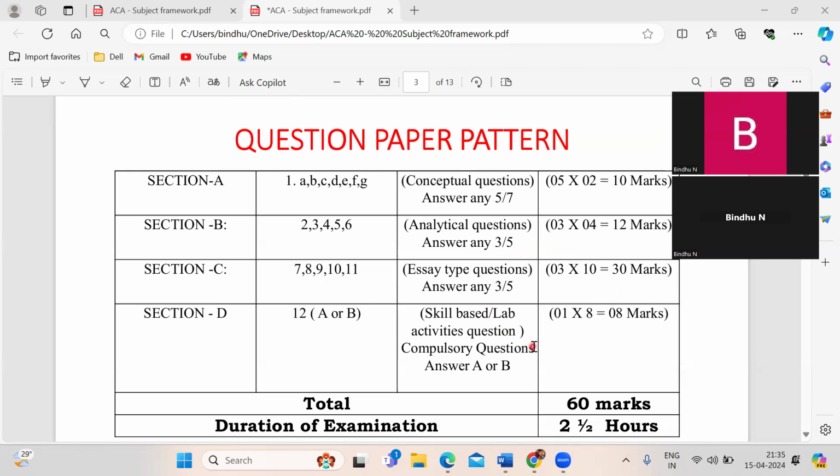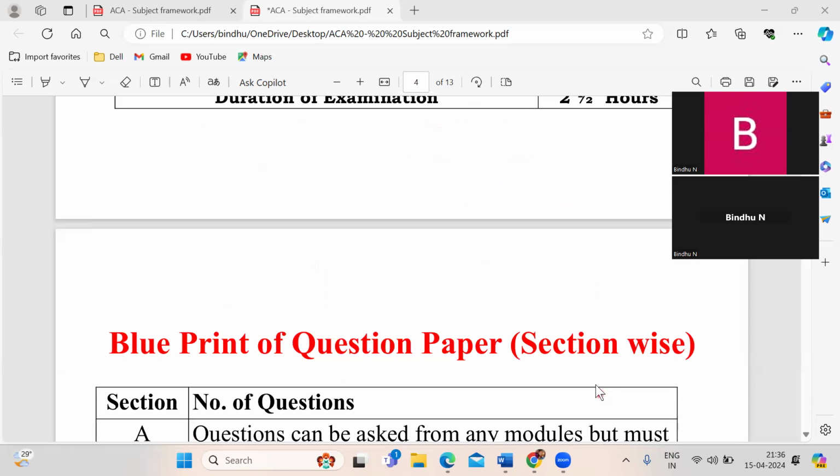And the last section is the skill-based or lab activity questions. Here they are going to provide only 2 options for you. You need to choose either one based on your skills or based on your preparation. Each question carries 8 marks. Totally, the question paper is set for 60 marks and the examination will be 2.5 hours for you.